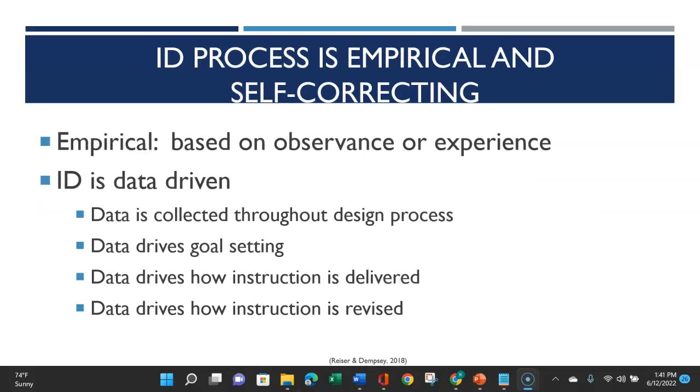Instructional design is empirical and self-correcting. Reiser and Dempsey state that the empirical process is based on observance or experience, so we know that instructional design must be data-driven. Data is collected throughout the design process. It begins with analysis and drives goal setting, how instruction is designed, developed, implemented, evaluated, and ultimately will determine what revisions are made. Data is essential to instructional design.